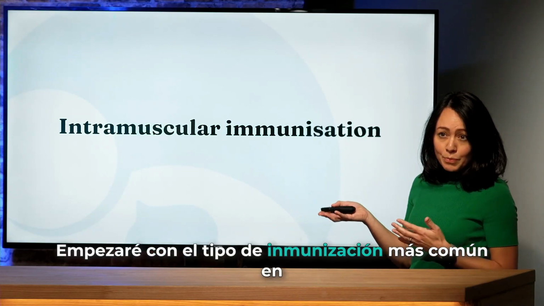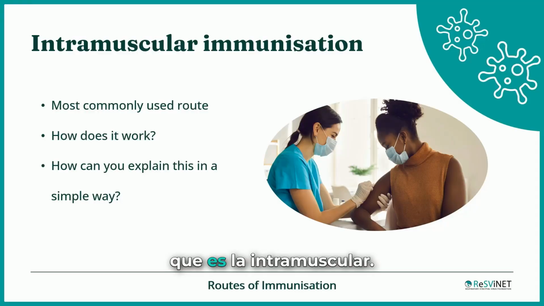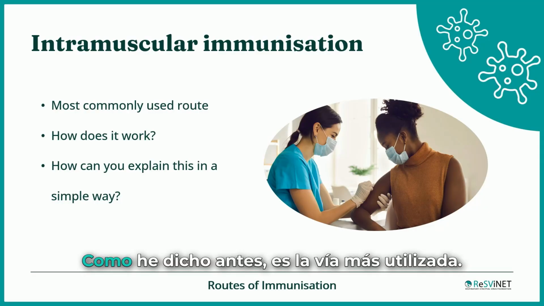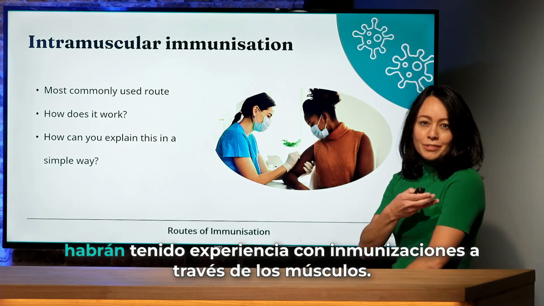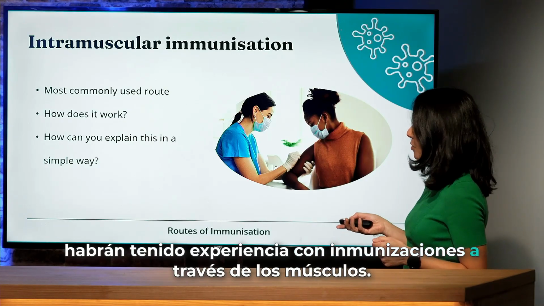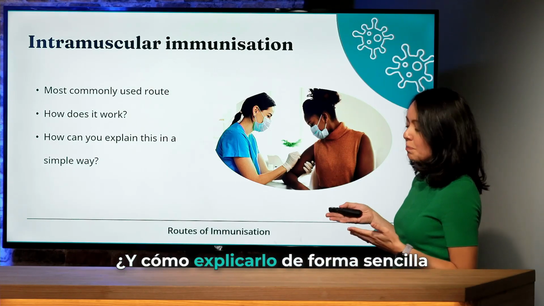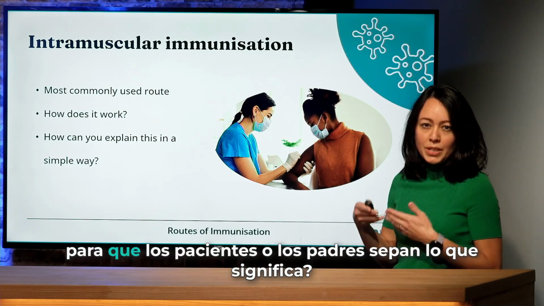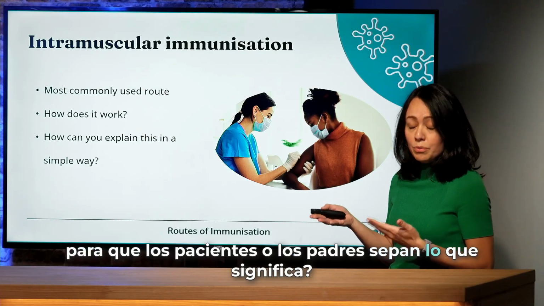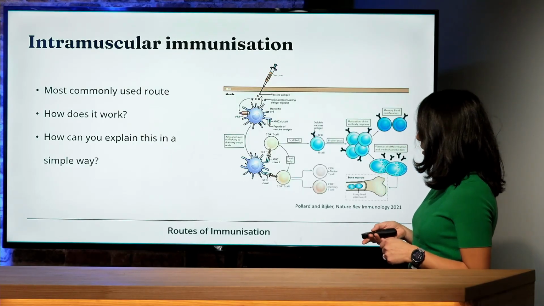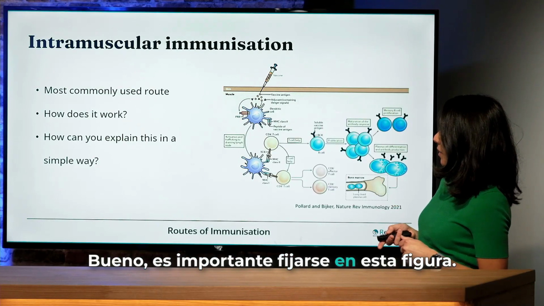So I'll start off with the most common type of immunization, which is intramuscular. As I said before, this is the most commonly used route, and I think a lot of you will have had experience with immunizations through the muscles. How does it actually work, and how to explain it in a simple way so that patients or parents know what it means? Well, it's important to look at this figure.